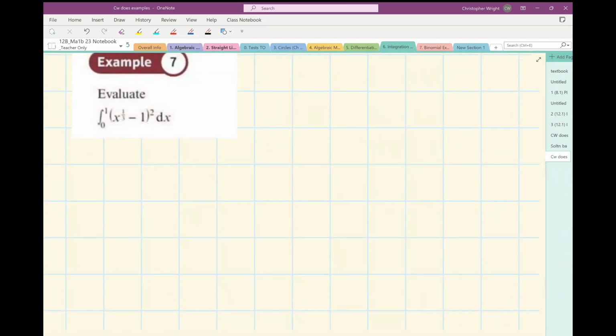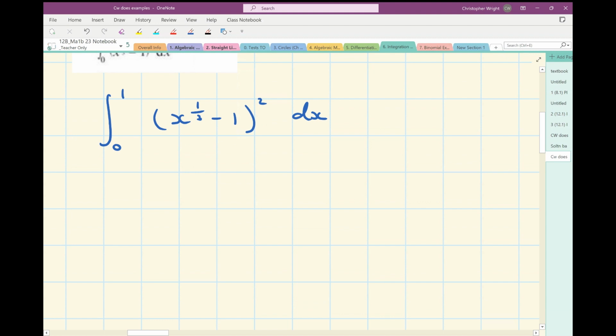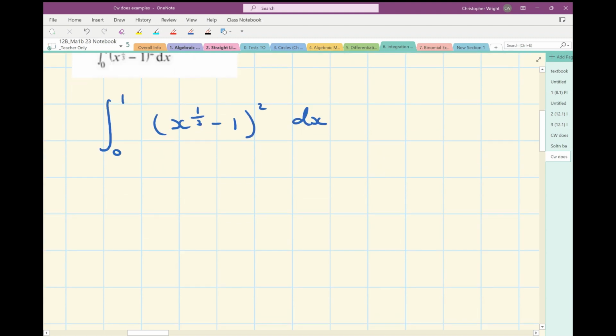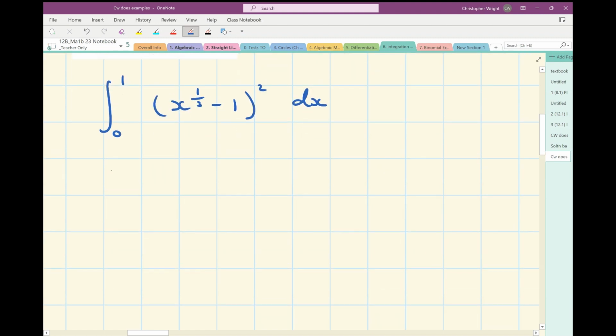Okay, example 7. Right, we need to evaluate this definite integral here. So let's just jot it down to start with, and we can have a look at it. So we've got x to the power of 1/3 minus 1 all squared, and we need to integrate that with respect to x and evaluate the definite integral. Okay, before we get started, let's see if we can simplify this a little bit. So I'm going to write it as x to the power of 1/3 minus 1 multiplied by x to the power of 1/3 minus 1.